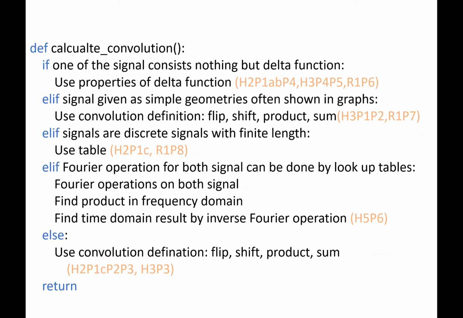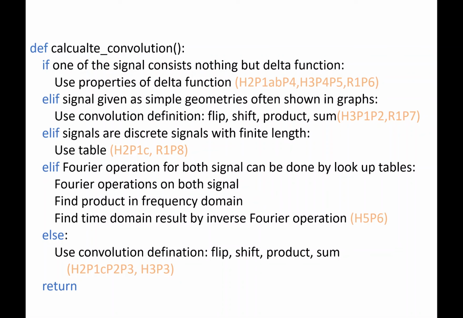If the signals are given by geometries, like triangles, mostly triangles, because you don't describe a triangle in math, it is easy when you do the integrals, you can just compute the area. If it is given by geometries, mostly you're going to use a definition. And if you are given discrete signals, finite discrete signals with just a few numbers, 5 or 8 numbers, you can use a table like shown in class and in some of the review session problems and the homework problems.